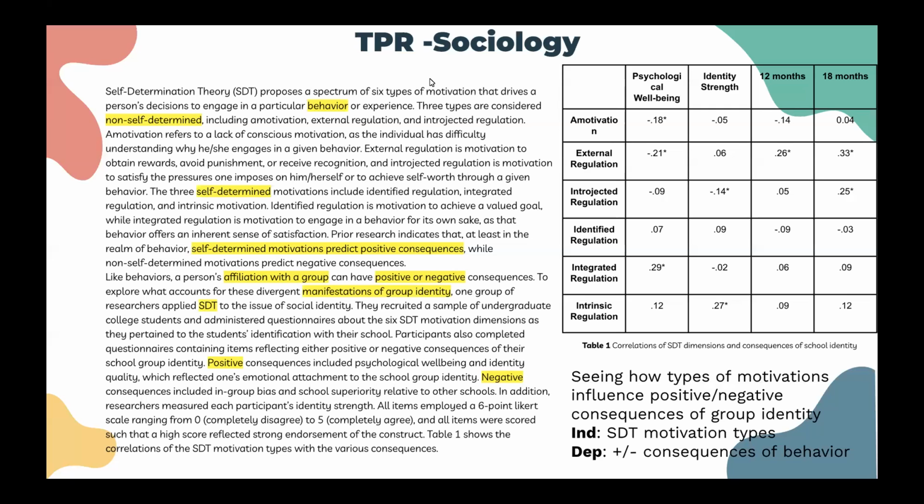Okay. So the independent variable would be SDT motivation types, which influences positive or negative consequences of behavior, which would be the dependent variable. So does anyone have any questions about the highlights? Okay. So what did you guys get for the first question?